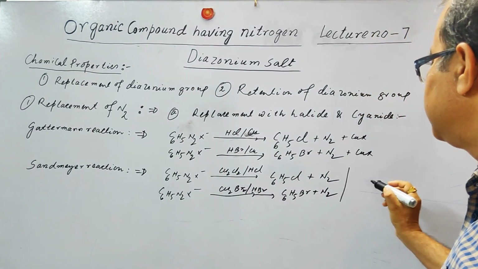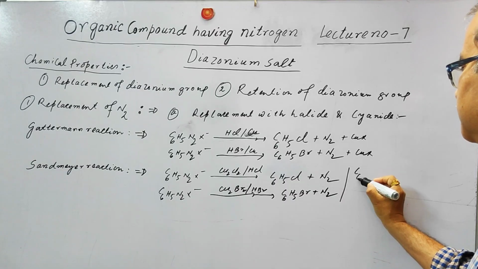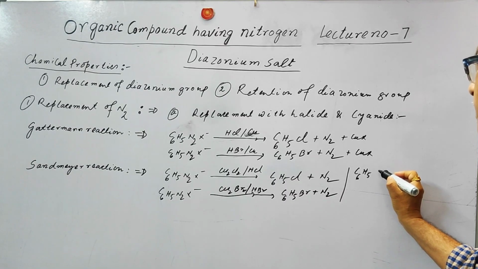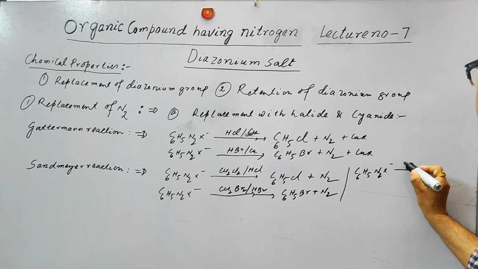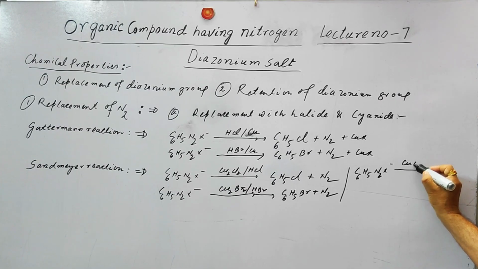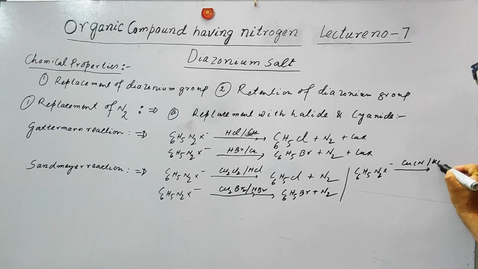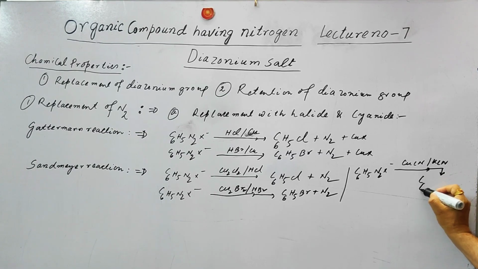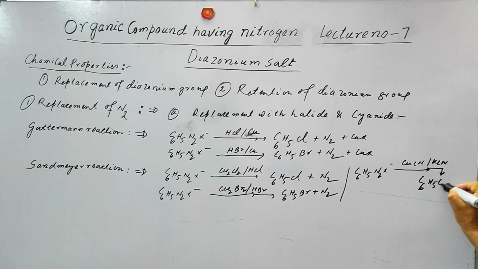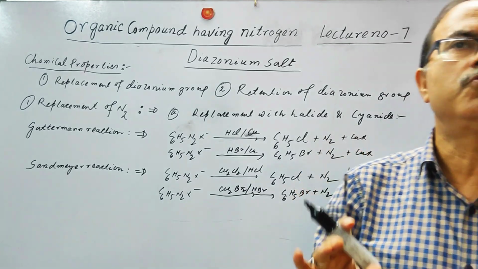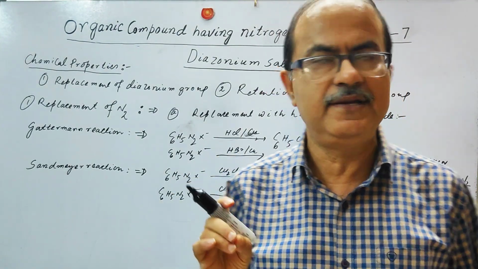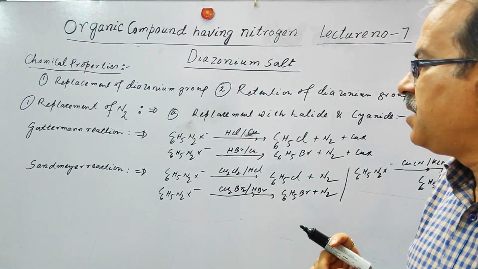Another reaction that we are going to discuss is C6H5N2+X⁻ with CuCN and KCN, which is going to produce C6H5CN plus N2. This is the Sandmeyer reaction. The Sandmeyer reaction is much more important because it has a better yield than the Gattermann reaction.